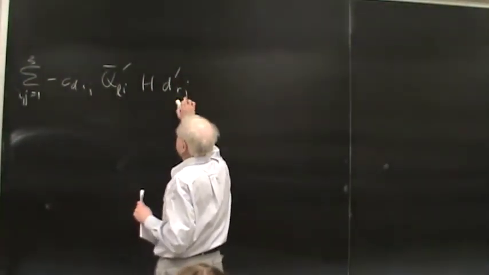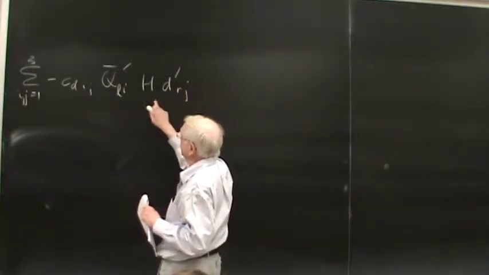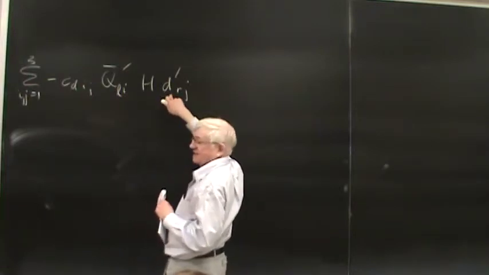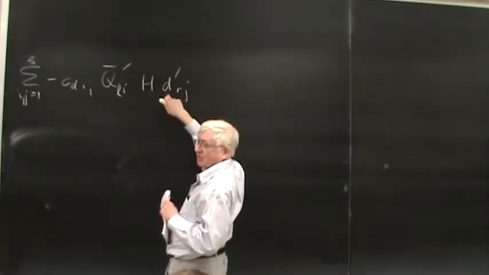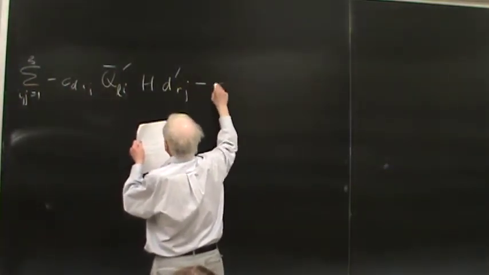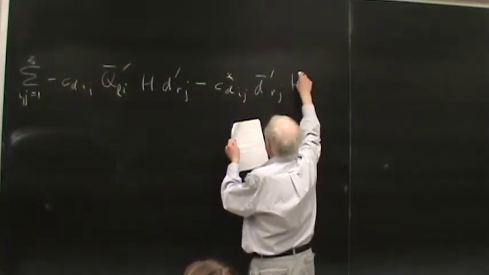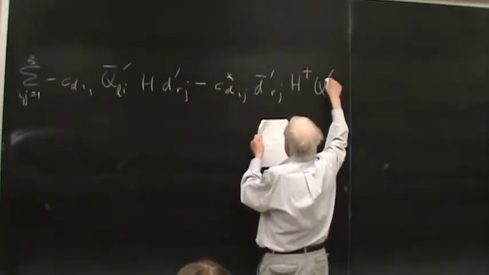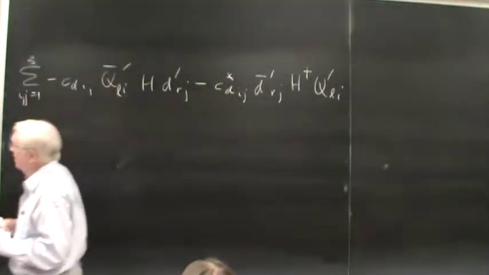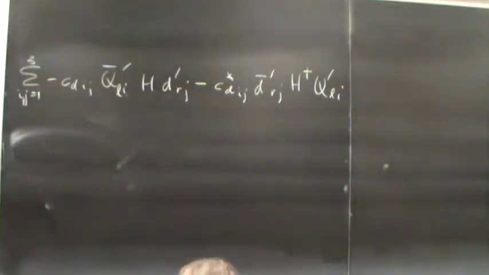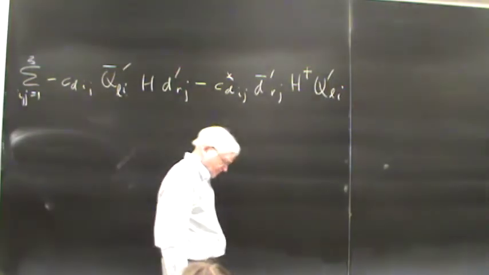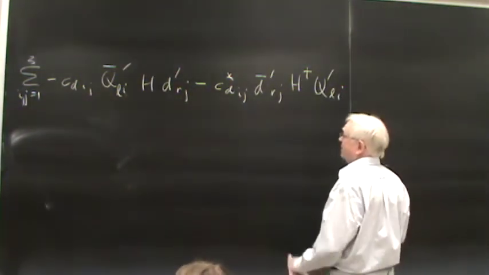The point is that we're summing now over all of the i's and all of the j's. In other words, we can have an up quark here, and we can have a bottom quark or a strange quark over here. And then minus C^D star_ij D-bar prime_R j H dagger Q prime left. Those are the mass terms, say, for the down quarks. The prime means flavor. So the primes here are flavors.